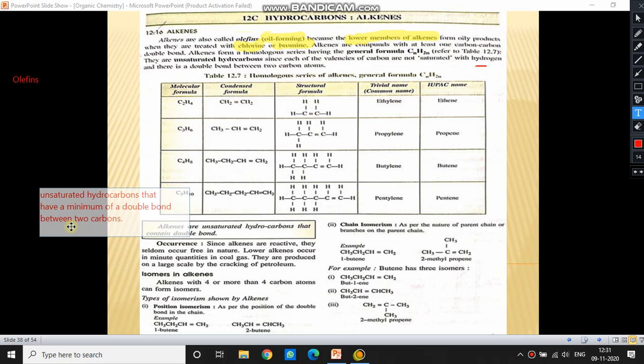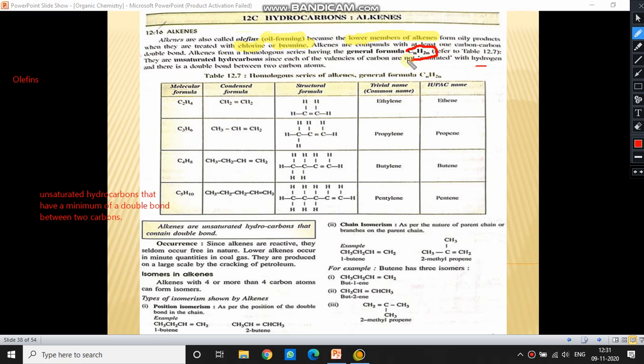Then you can also add that the general formula of alkene is CnH2n. So this is the correct way of defining. You can combine all these three, and you can combine the olefin word. This is how we start the definition: alkenes are the unsaturated hydrocarbons that have a minimum, or you can say at least, a double bond between two carbons, and their general formula is CnH2n.